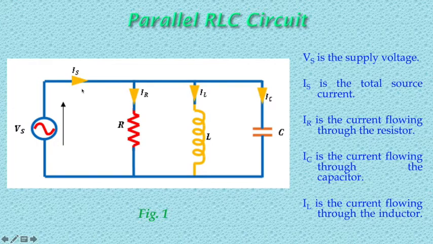So this Is can be divided into three components: IR, IL and IC. The current that passes through the resistor is IR, IL is the current that passes through the inductor, and IC is the current that passes through the capacitor. Here theta is the phase angle difference between supply voltage and current.